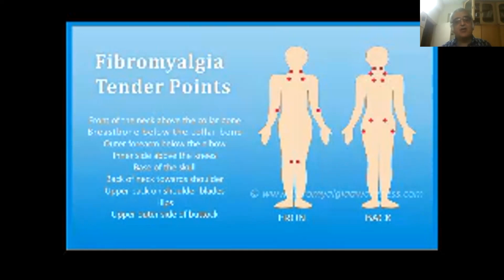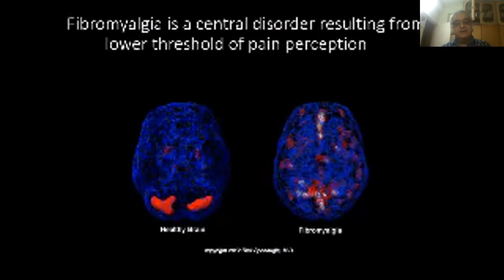But what they have found on the basis of these studies is that in these patients, there is a lower threshold of pain perception. So fibromyalgia is a central disease. The patient complains of pain all over the body, but the problem is in the brain. And what the brain does is that there's a lower threshold of experiencing pain. Everything causes pain to them. Even when there is no stimulus, they get pain. There is spontaneous pain. Why it happens, nobody knows.